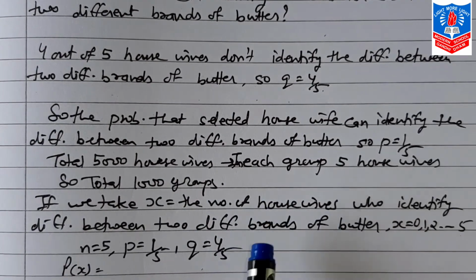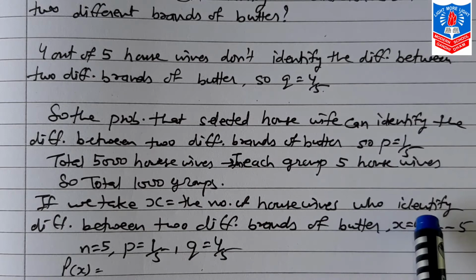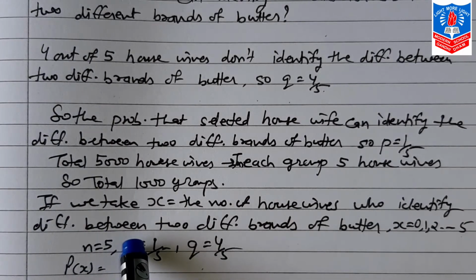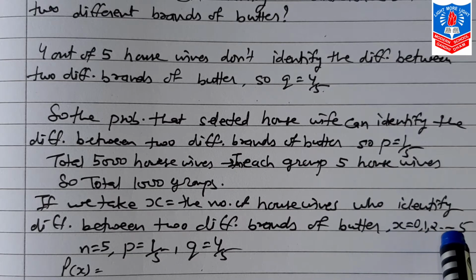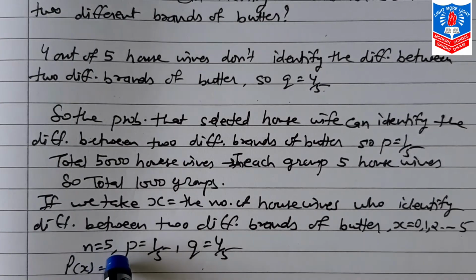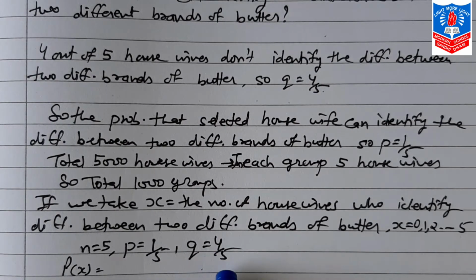Now if we take X, that is the number of housewives who identify difference between the different brands of butter, so value of X will be what? 0, 1, 2, 3, 4 and 5. Now which values are given? That is N, it is 5, P 1 by 5, Q 4 by 5.